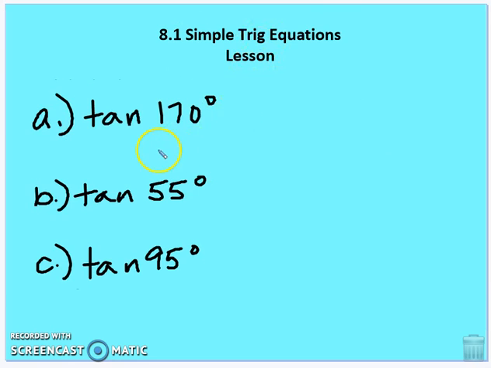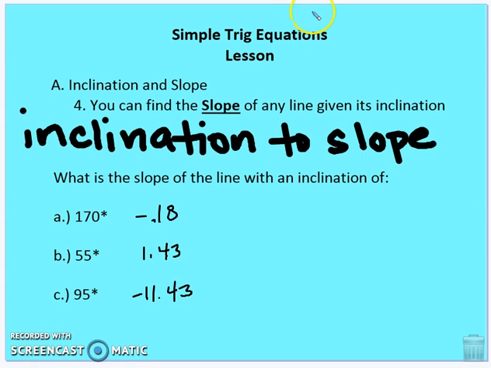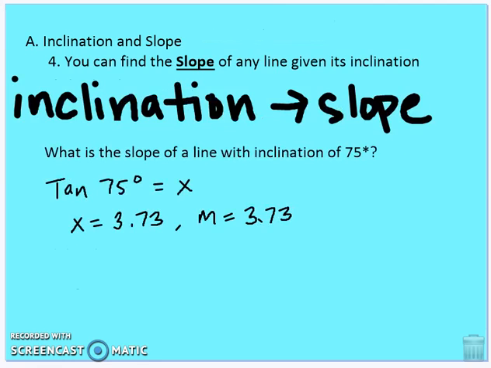All right, so the process would be taking the tangent of 170, 55 degrees, and 95 degrees. And you should end up with negative 0.18 as a slope for 170 degrees, 1.43 for the slope of 55 degrees, and 11.43 for the slope of 95 degrees.